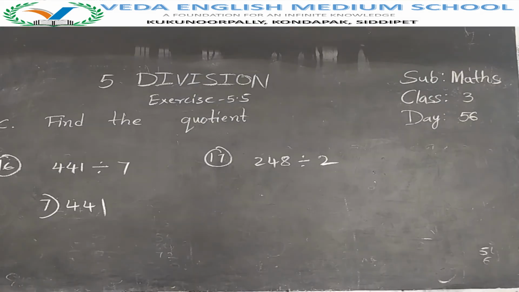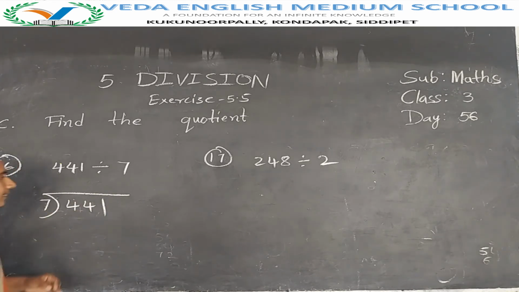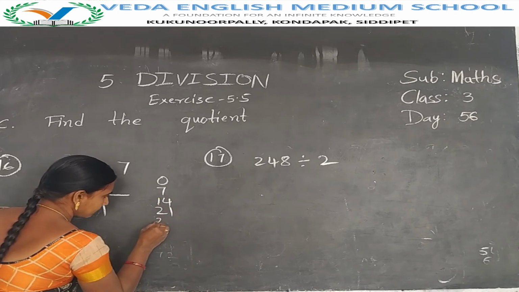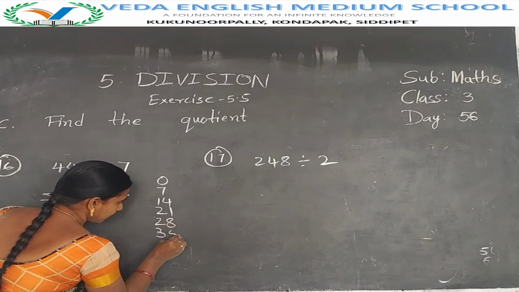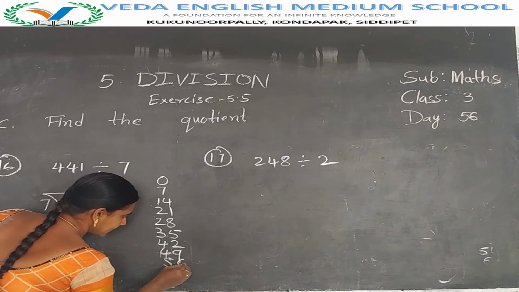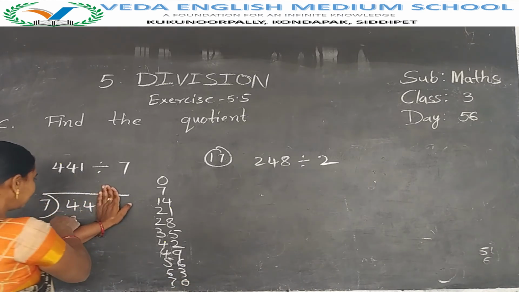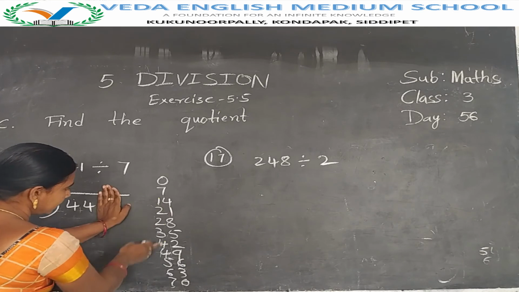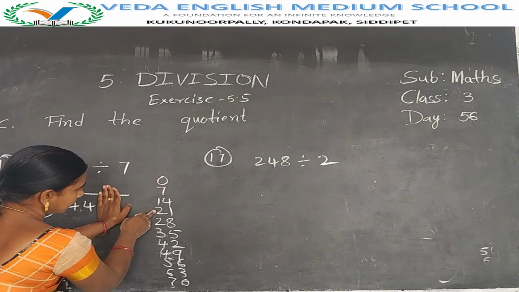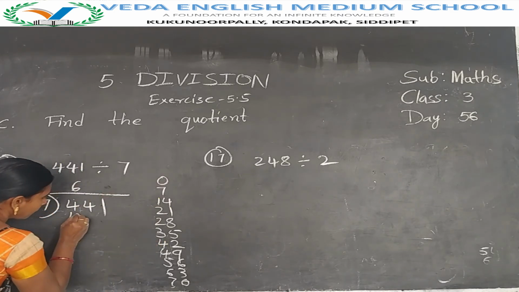16th. Here the divisor is 7 and the dividend is 441. So now write the 7 table here. 7 0s are 0, 7 1s are 7, 7 2s are 14, 7 3s are 21, 7 4s are 28, 7 5s are 35, 7 6s are 42, 7 7s are 49, 7 8s are 56, 7 9s are 63, 7 10s are 70. So take 2 digits, that is 44. The nearest to 44 is 42. 6 times 7 is 42. So 1, 2, 3, 4, 5, 6. 6 times 7 is 42.